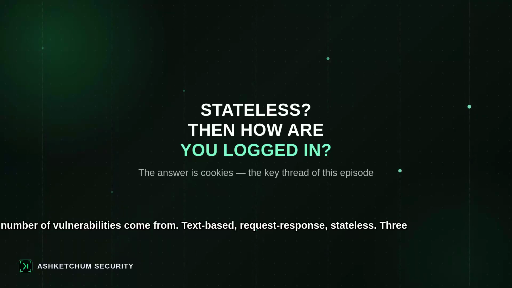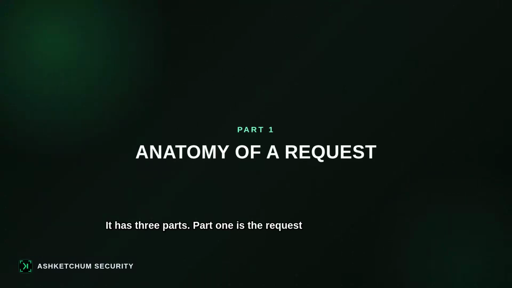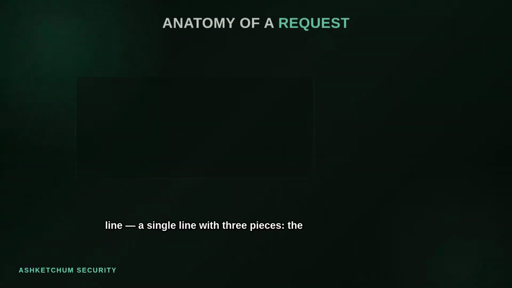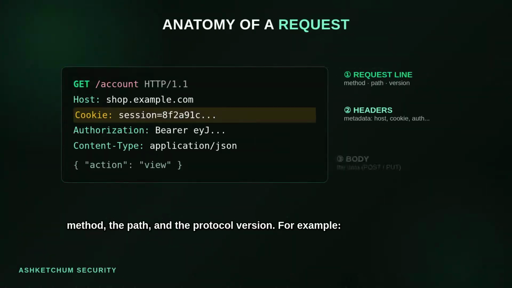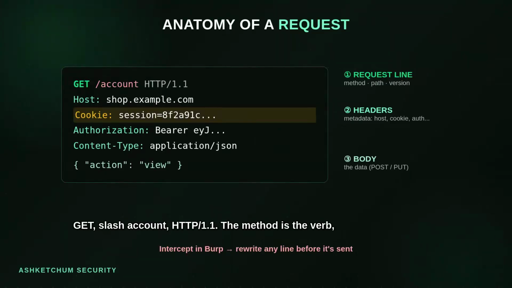Let's dissect a real HTTP request line by line. It has three parts. Part 1 is the request line, a single line with three pieces, the method, the path, and the protocol version. For example, GET /account HTTP/1.1. The method is the verb, what you want to do. The path is what you want it done to.